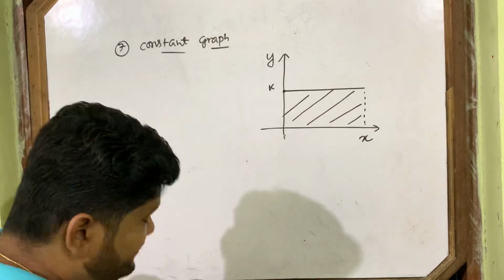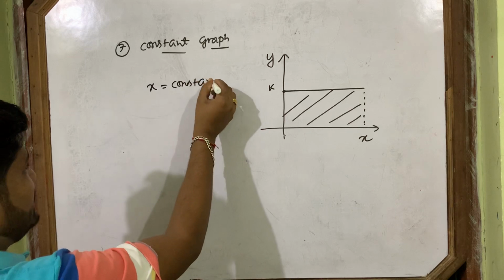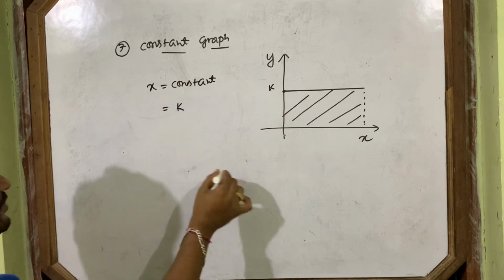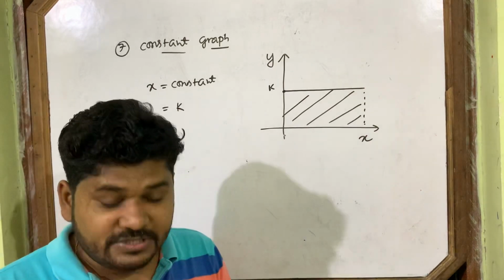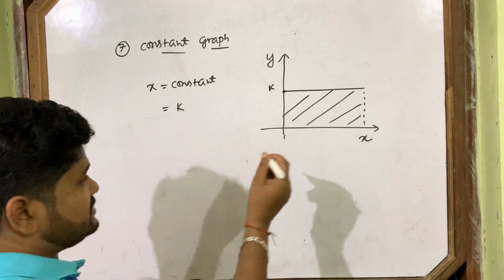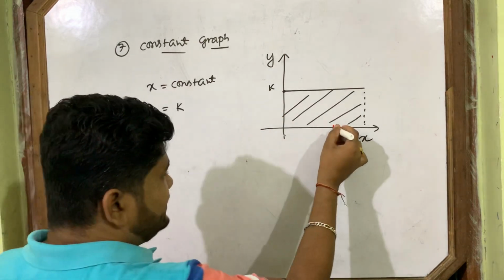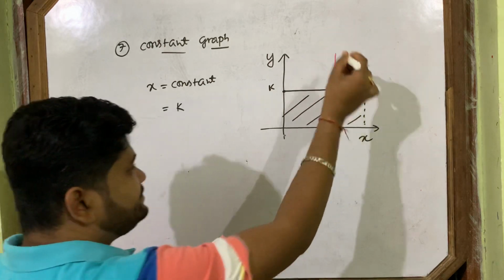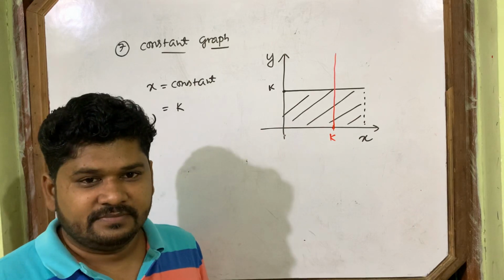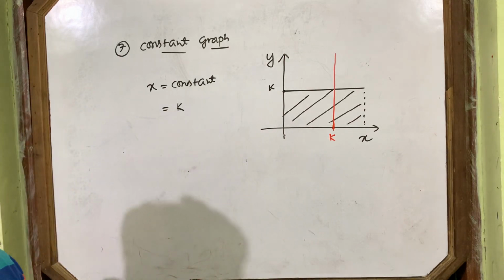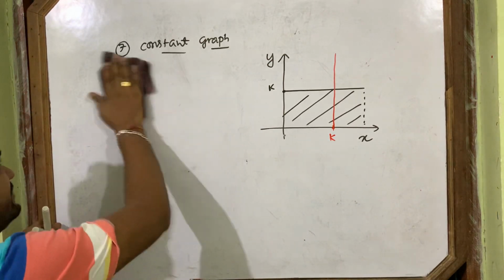But if the graph will be x is equal to constant, then how the graph will be? Also will draw in this. Means x has a particular value, that is suppose k. If x has a particular value k, then the graph will be like this, parallel to y-axis. X has only a particular value. So this is about constant graph.